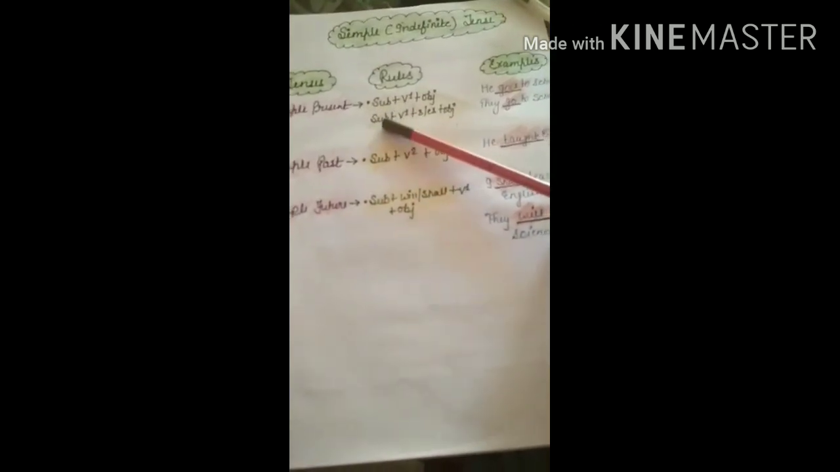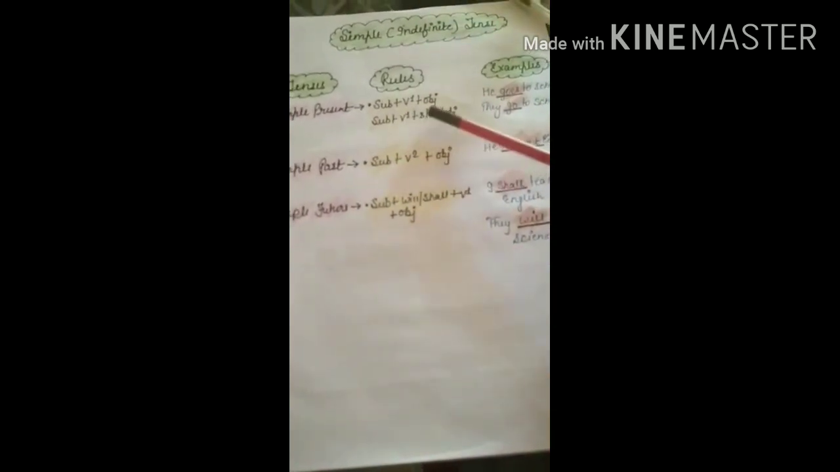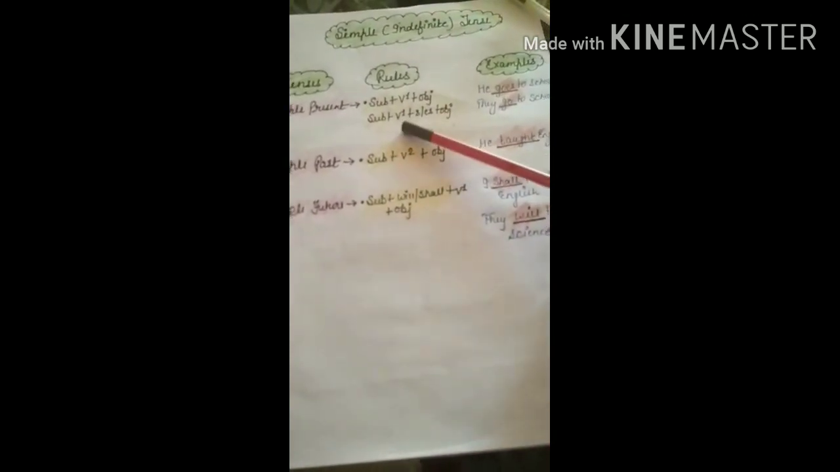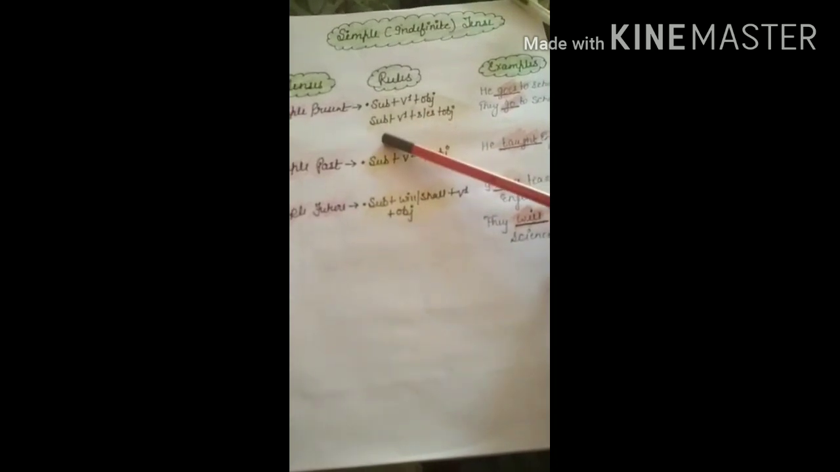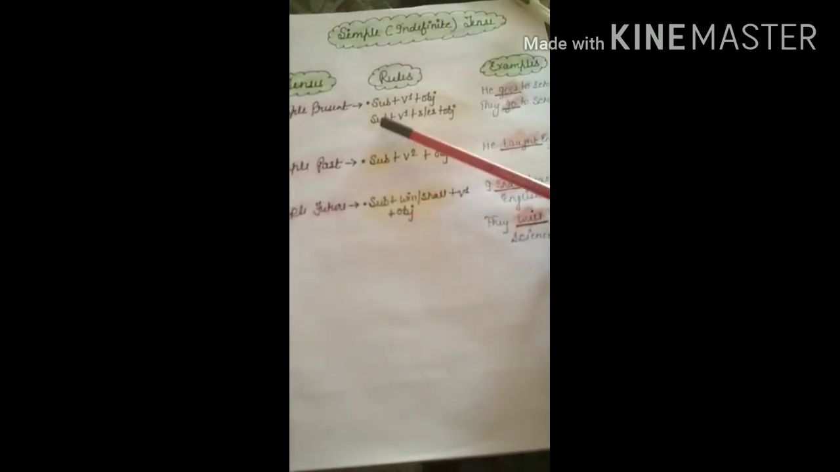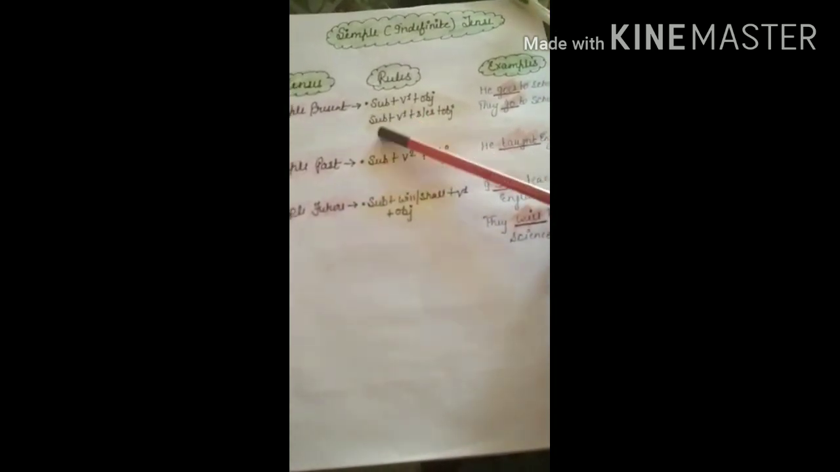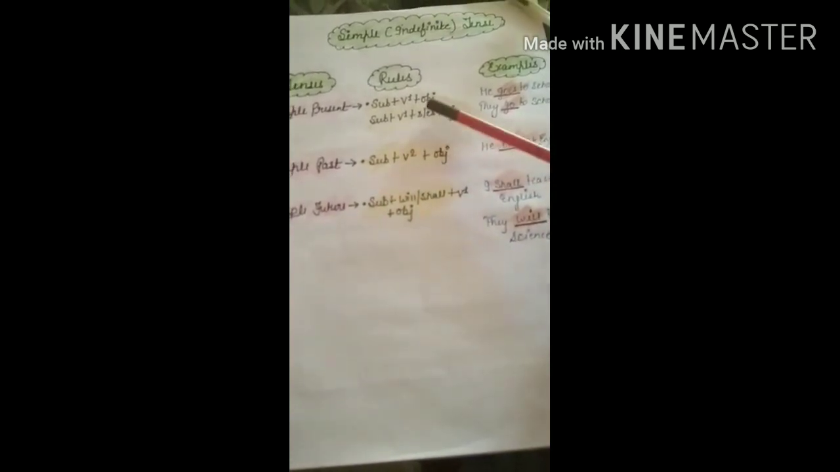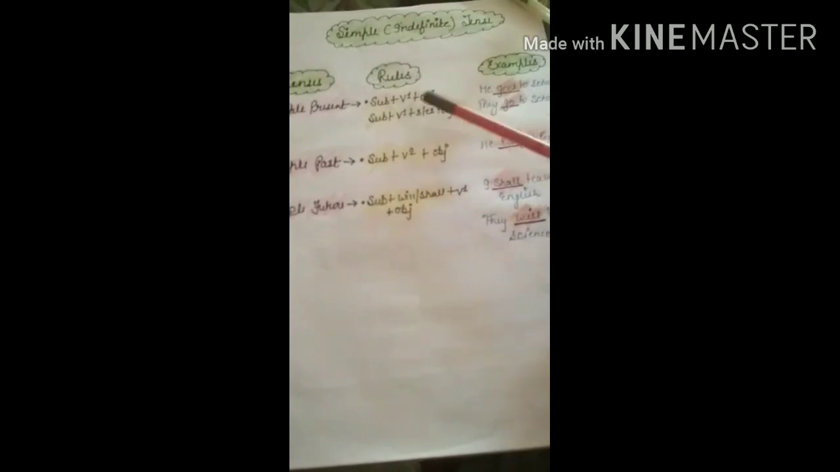Students, there is one thing to remember. When the subject is singular or he, she, it, we use S or ES with V1.